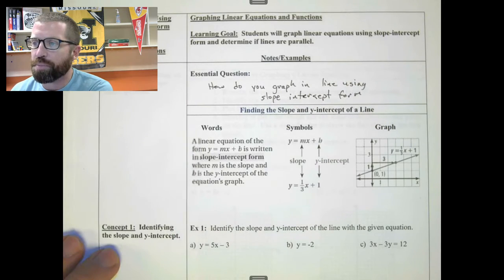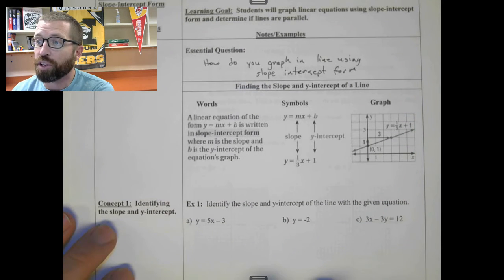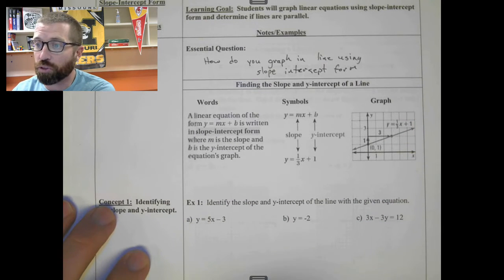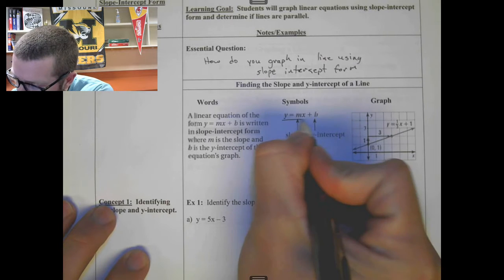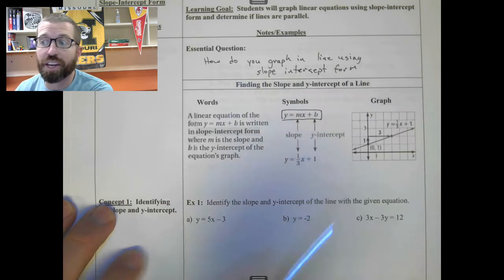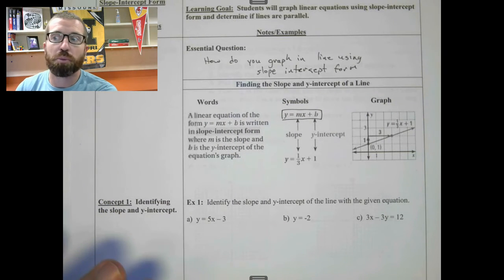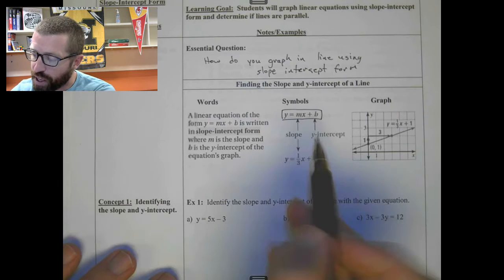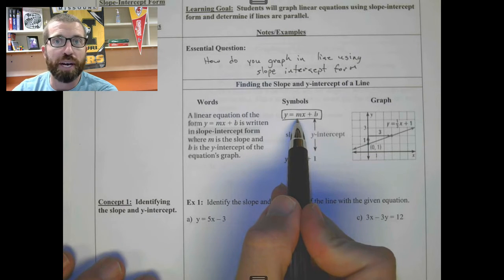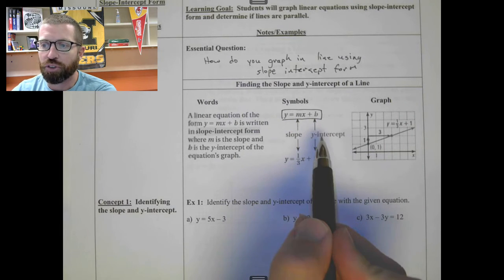Okay, and the biggest thing to take away initially is just what is slope-intercept form. So this is y equals mx plus b. You need to say that a lot. You need to write it a lot. You need to memorize that. The slope is the m. It's the number that's multiplied by x. And the b is the y-intercept.